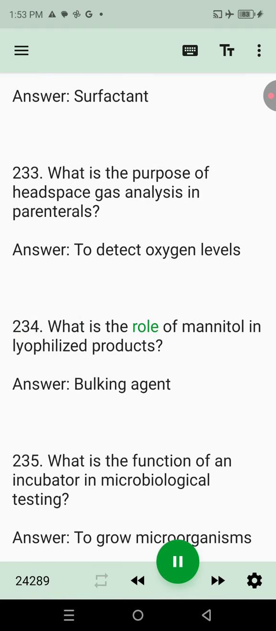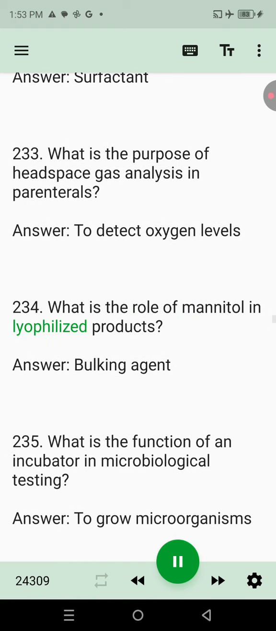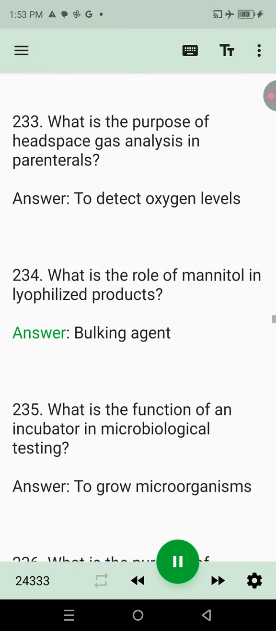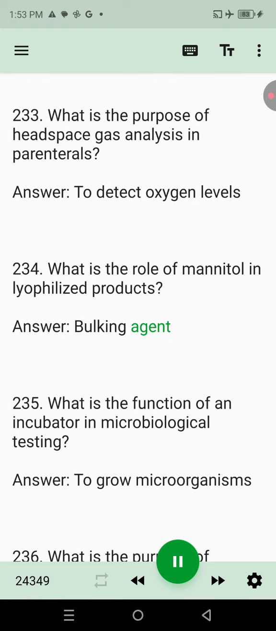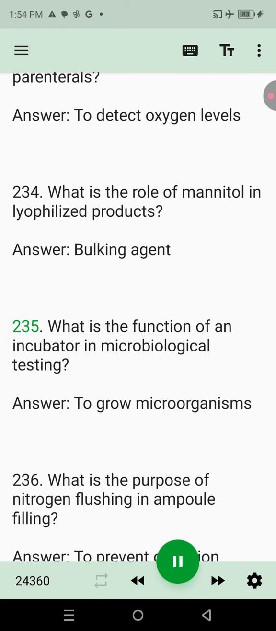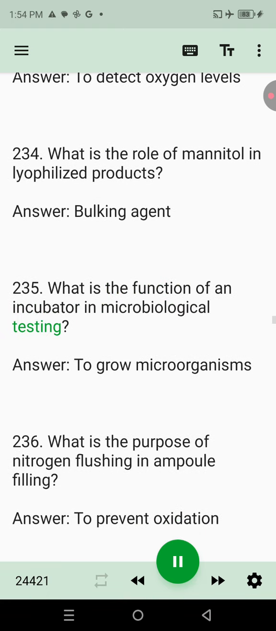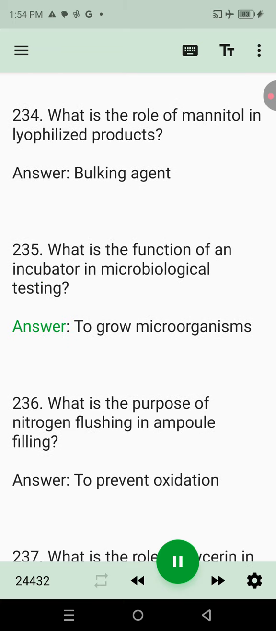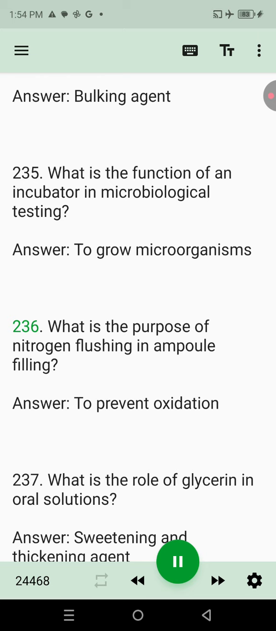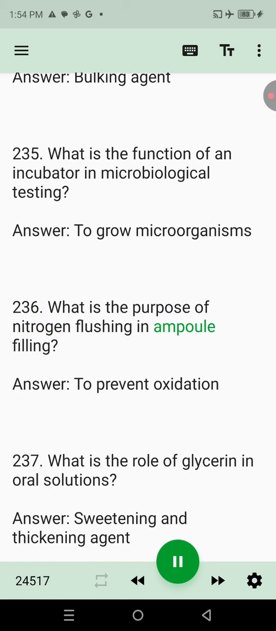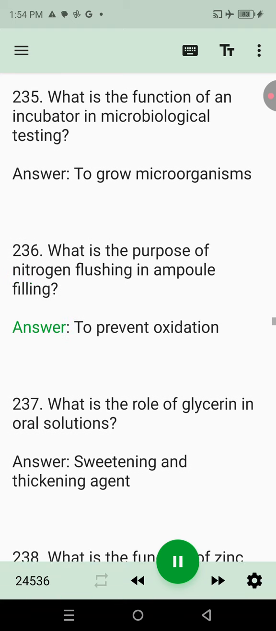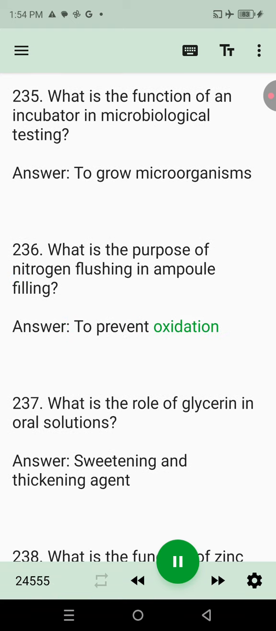234. What is the role of mannitol in lyophilized products? Answer: bulking agent. 235. What is the function of an incubator in microbiological testing? Answer: to grow microorganisms. 236. What is the purpose of nitrogen flushing in ampule filling? Answer: to prevent oxidation.